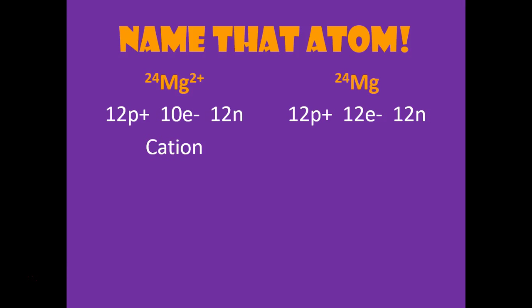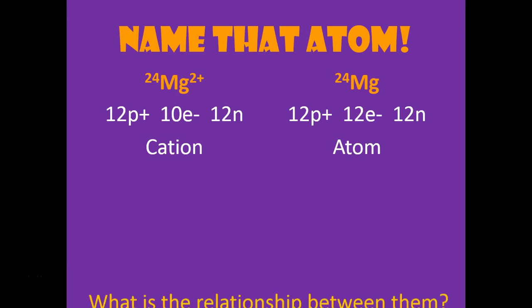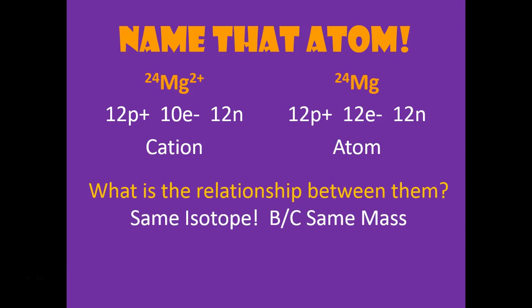We would call magnesium 2+ a cation because it's positively charged. And we call magnesium without a charge just a neutral atom. So the relationship between these two is that they are different ions of magnesium. They're the same isotope, but they're different ions.